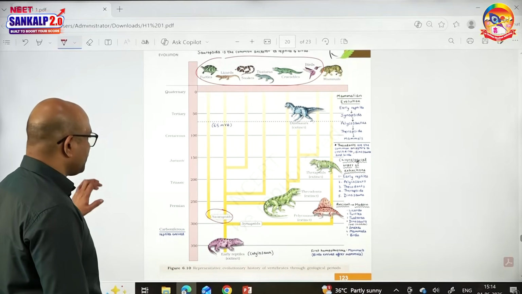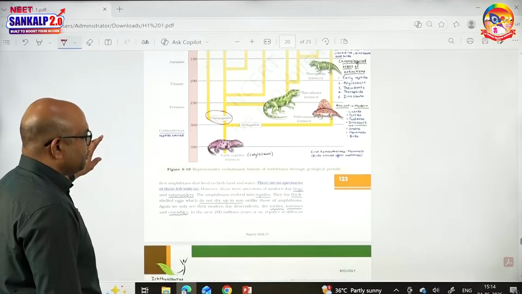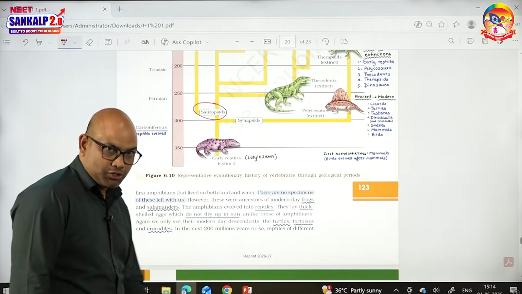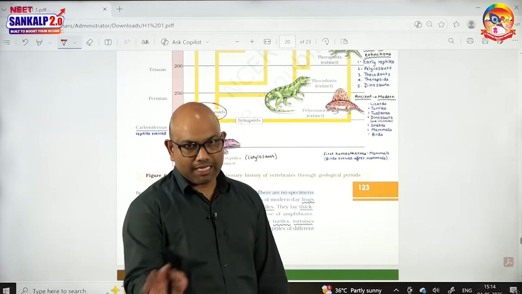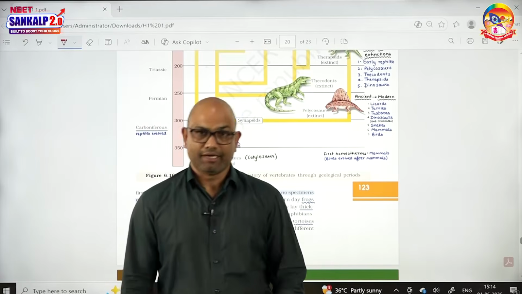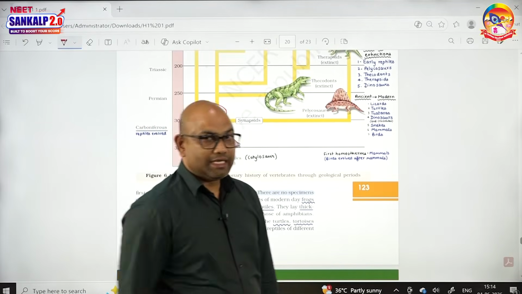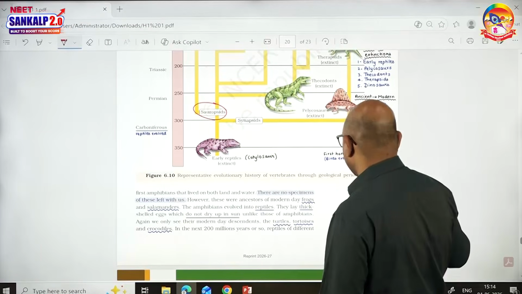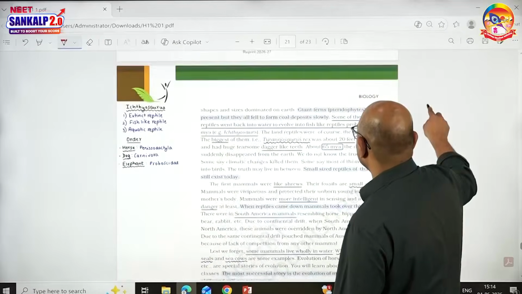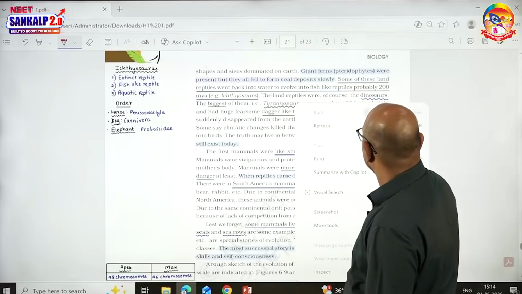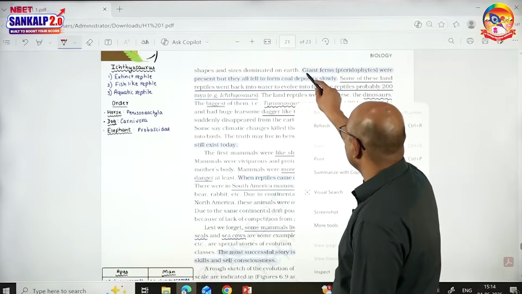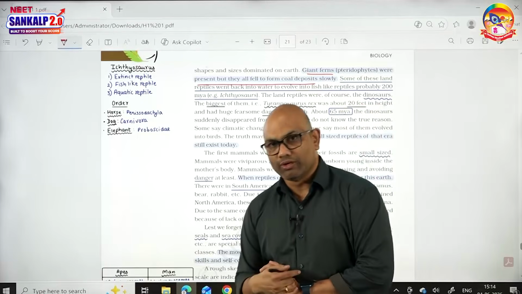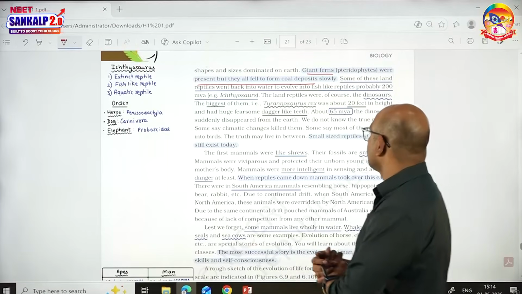And reptiles ruled the earth for about 200 million years. When you compare the egg of reptiles to amphibians, amphibian eggs are without shell, they dry up on land, but reptile eggs have a shell, they do not dry up on land. I said for 200 million years they ruled the earth, reptiles of different sizes. During that time when they were dominating the earth, giant ferns like pteridophytes were present, but they all fell and slowly formed coal deposits.